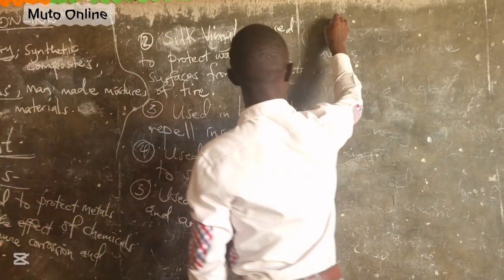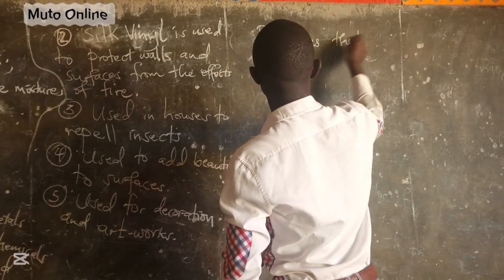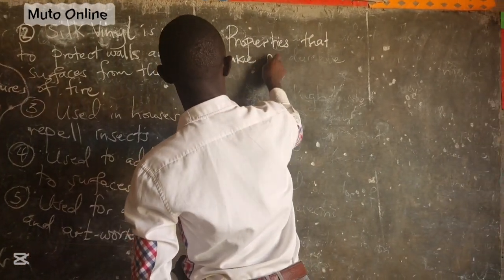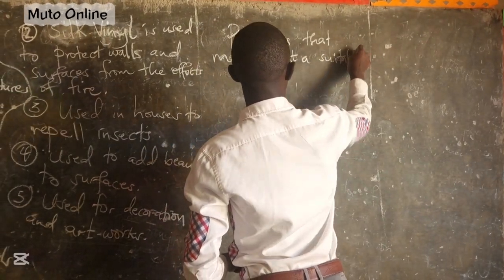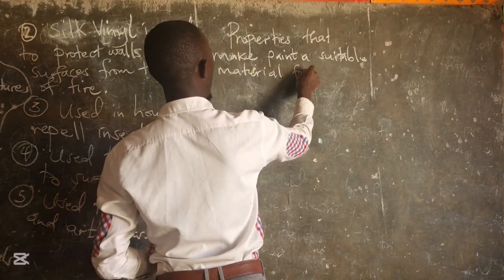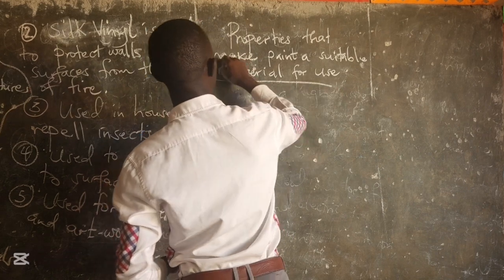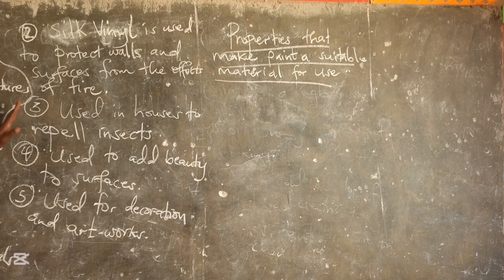So I'm going to give some properties that make paint a suitable material for use. Things that make paint a suitable material for use. I said these are not the only uses. The paint can be applied in very many fields. Currently, we are stating only these ones, but they are used in many fields.